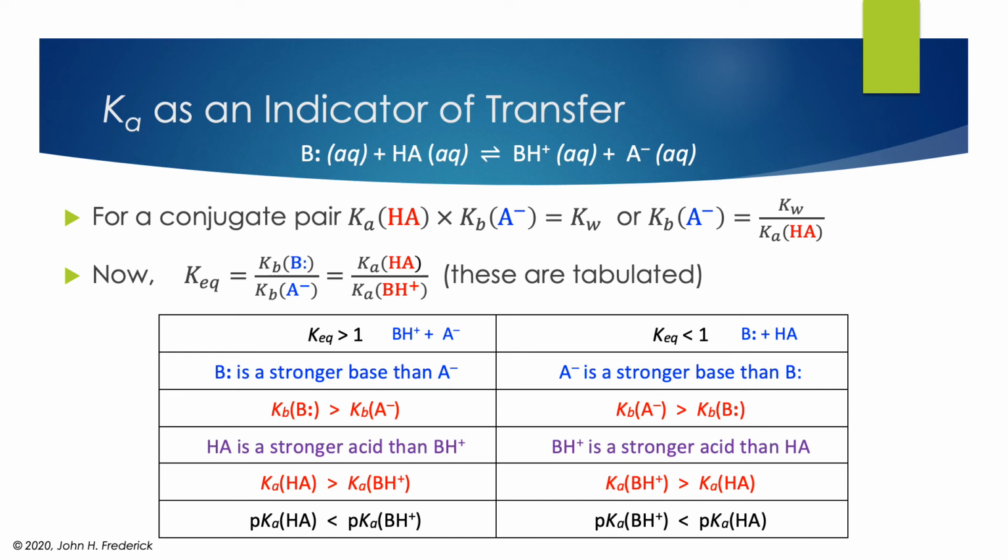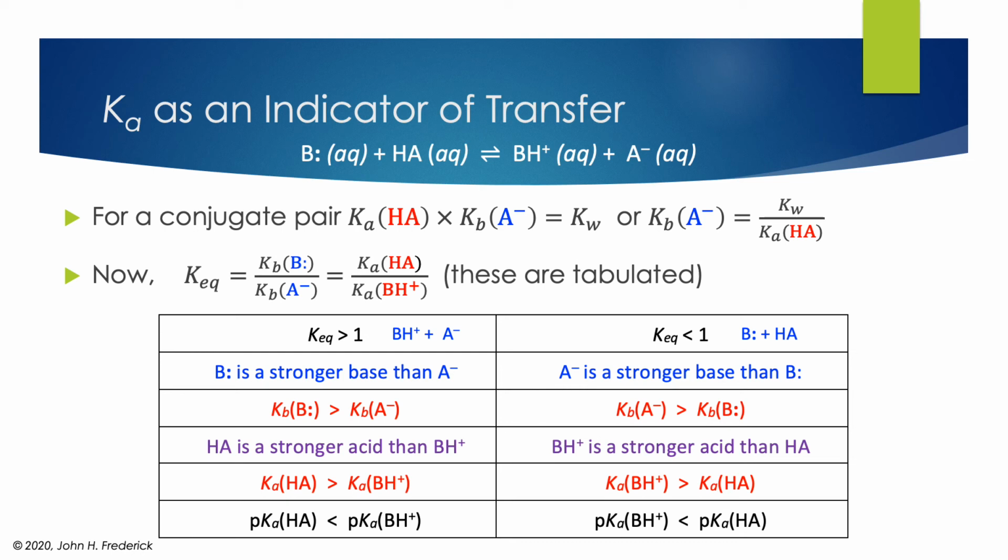Now let me get down to the very last row here. In both cases, what I've done is now talk about pKa. And remember that pKa works the opposite from Ka. If Ka is large, pKa is small. If Ka is small, pKa is large. So that means if I've got Ka of HA greater than Ka of BH plus, as I do on the left-hand side, that means their pKa's must be in the other order. In other words, pKa of HA is going to be less than the pKa of BH plus. The same will be true on the right-hand side.